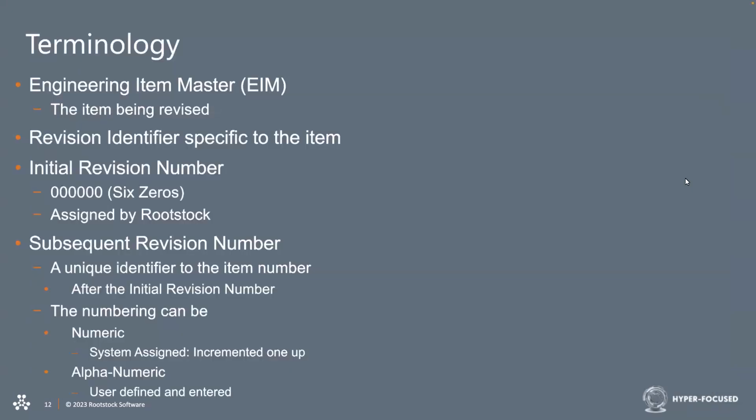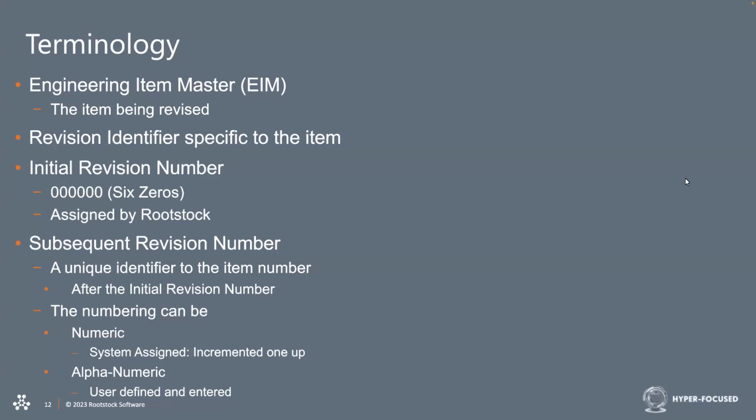Before we go into the demo, we need to have some terminology here. For the bill of material, you have your engineering item master. You're going to see that as EIM through not only the PowerPoints, but also in the demo part of it. That is the item that's being revised, the item that has the components, and the item that's going to have the routing.